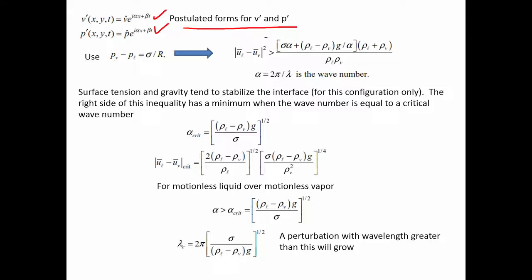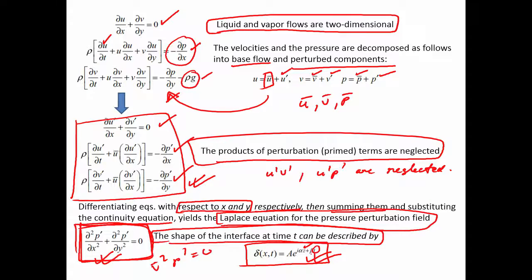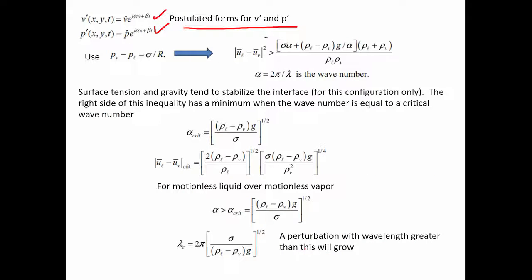Like we took in the case of delta, we have done a very similar thing for V prime and P prime. These are postulated forms. We are postulating that this will be the form, and then we use the corresponding Laplace. This is a two dimensional field, so only one curvature is needed. So the capillary pressure P is what we are using over here.